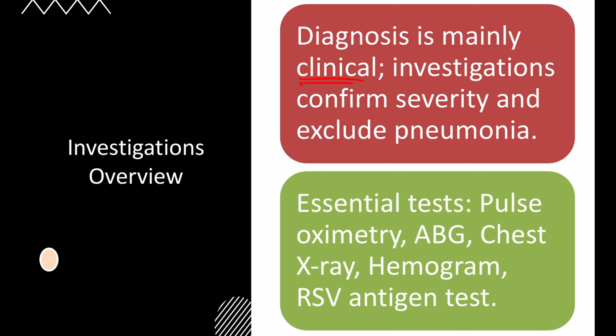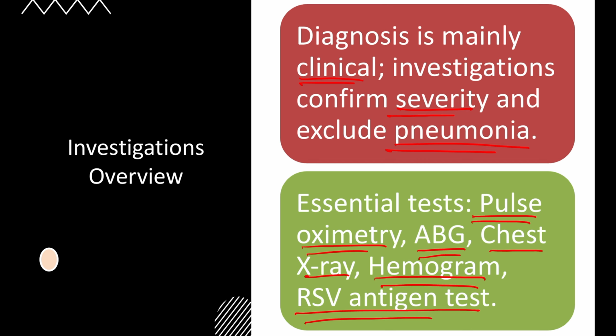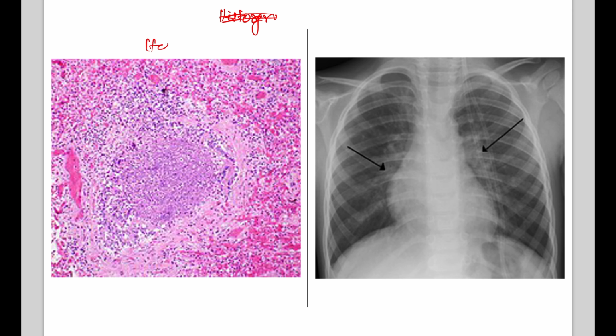Diagnosis is mainly clinical. Investigations confirm severity, and we should exclude pneumonia. Essential tests include pulse oximetry, ABG test, chest X-ray, and hemogram. An RSV antigen test can also be done, as well as histology and the X-ray finding. Here you will see fluffy perihilar fullness. In this area, you can see fluffy perihilar fullness.